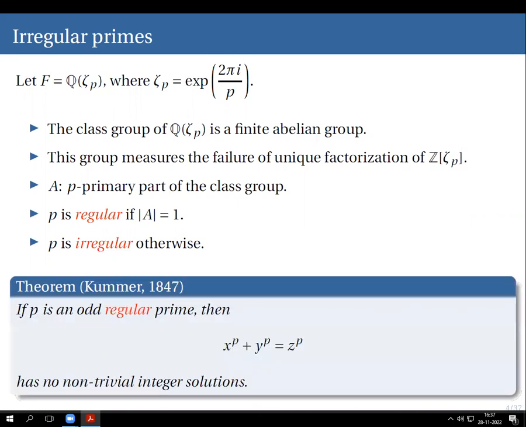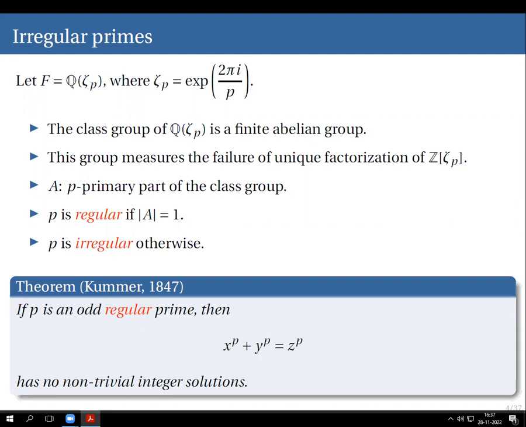The interest in number theory grew from this result of Kummer towards Fermat's last theorem: that if p is an odd regular prime, then Fermat's theorem for this exponent p is true. So x to the p plus y to the p equals z to the p has no non-trivial integer solutions. So this interest in irregular primes grew. Although now we know Fermat's last theorem, and it's not like Fermat's last theorem had a solution for regular primes and then irregular primes, there was just one solution.